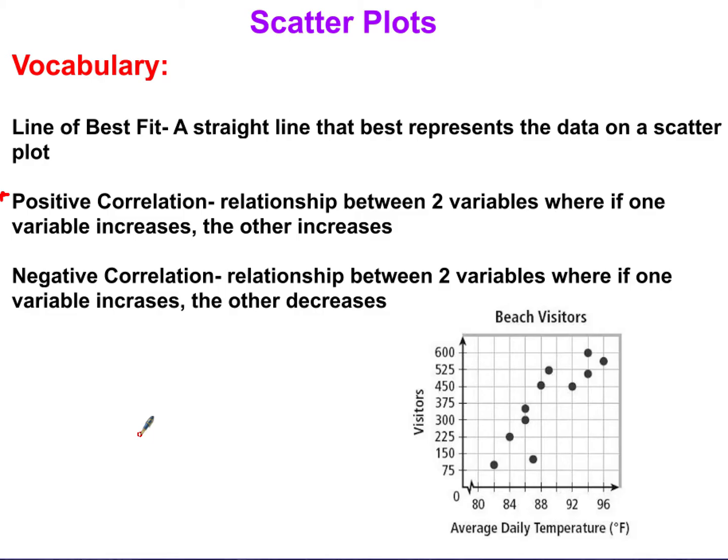Okay, it's a positive correlation because of the relationship between these two variables, my variables are temperature and visitors. As one variable increases, as my temperature increases, so does the amount of visitors. And also one way to look at it, if we were to draw a line of best fit, it would be a positive slope because it is a positive correlation.